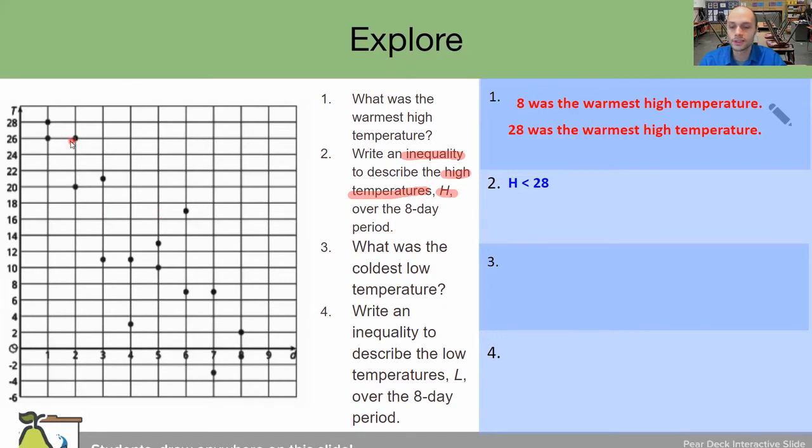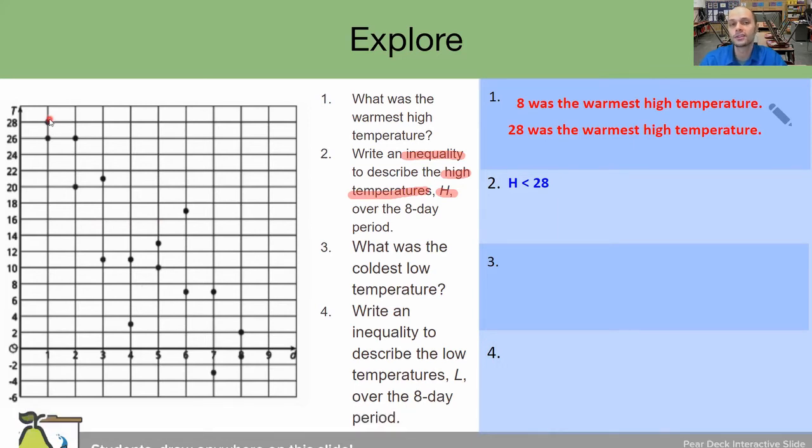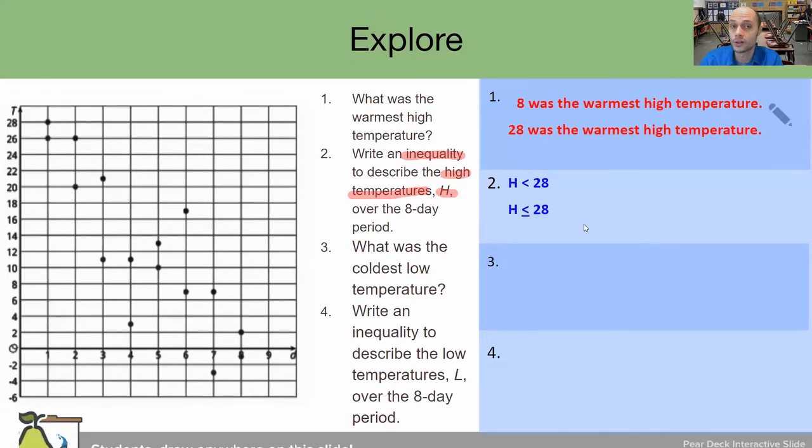But the issue is all of our points here that are plotted, they're not just strictly less than 28. There's actually another point here, this one that we spoke about earlier, that is actually on the 28 degrees Fahrenheit mark. So unfortunately, this inequality isn't going to include all the points that represent the high temperatures. So that one's going to be wrong. Let's take a look at another example. Please pause the video and let me know, is this one correct?